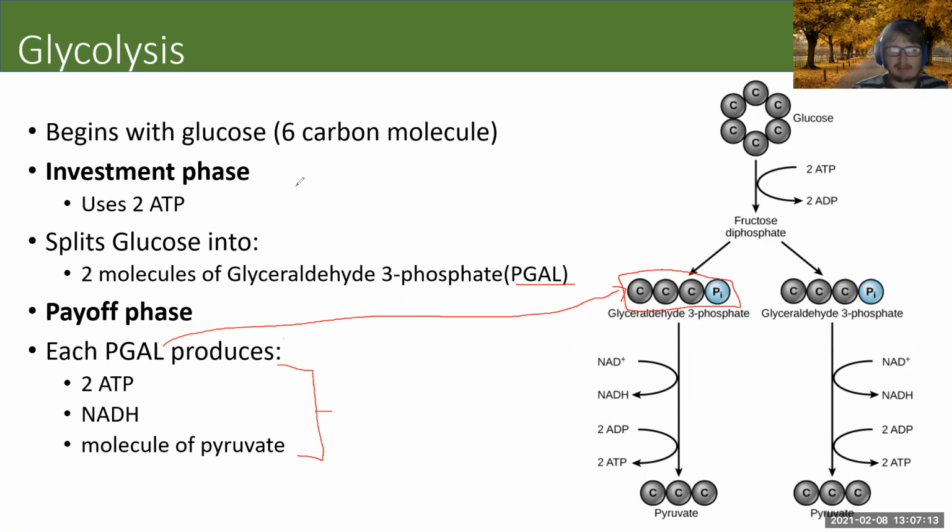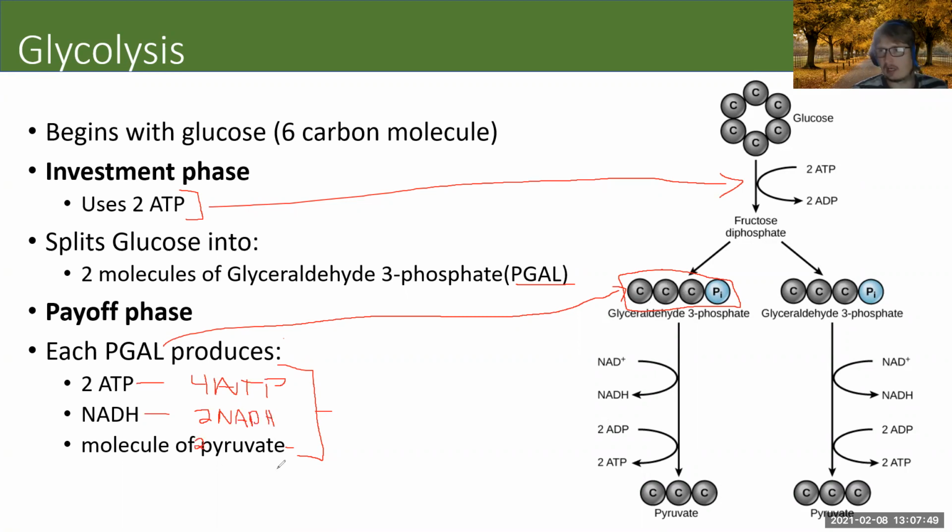So you have this investment phase where we use 2 ATP molecules, which is this phase, and because we use 2 ATP molecules, we net an NADH, and we net a pyruvate for every pGal molecule. So that ends up being 4 ATP total, 2 NADH total, and 2 total pyruvate molecules.